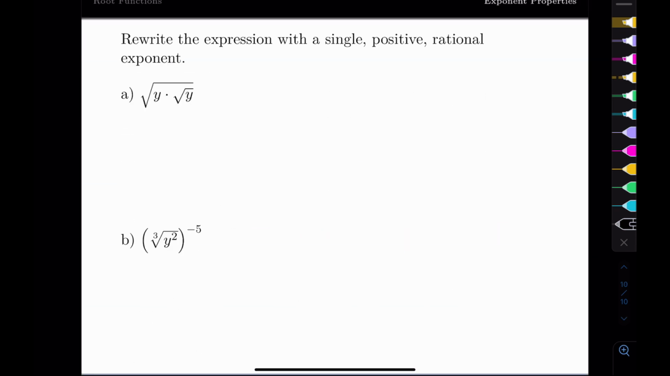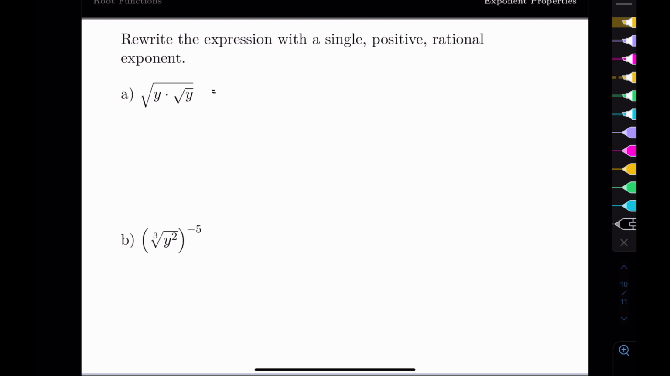So I got 2 more examples. We want to rewrite these expressions with a single positive rational exponent just to, again, get more familiarized with these exponent properties. So I want to get y to a power. That's my whole goal. Or if one of these had x, it would be x to a power. So this is what we want, y to a number, y to a number. That's what I want to get for both of these. So you have a lot of different ways. It's your gut instinct as to what to do.